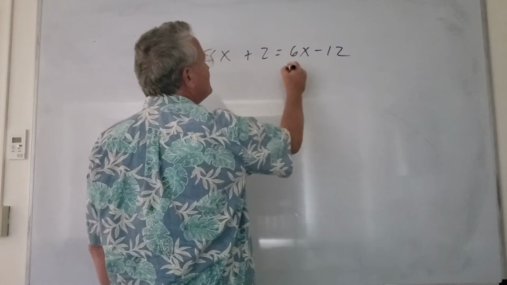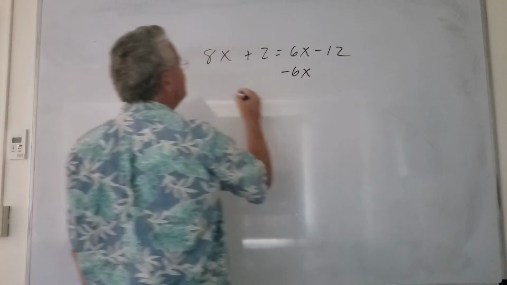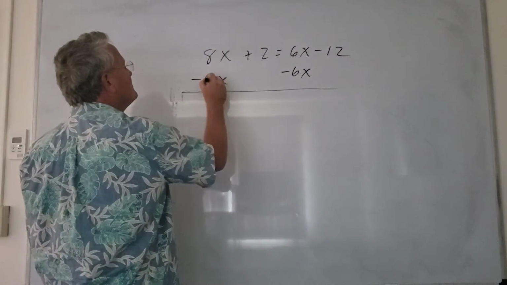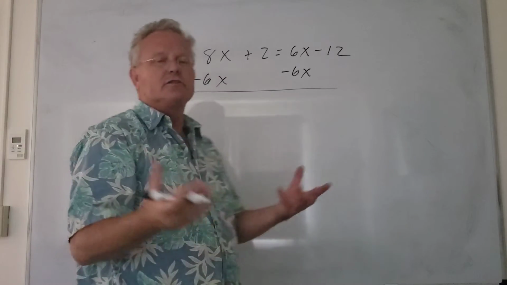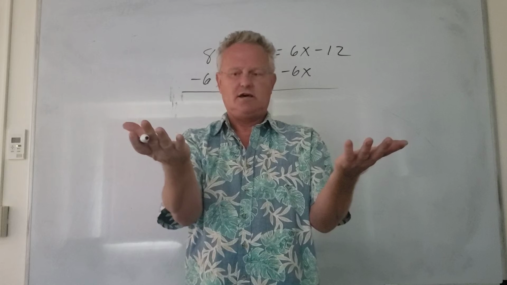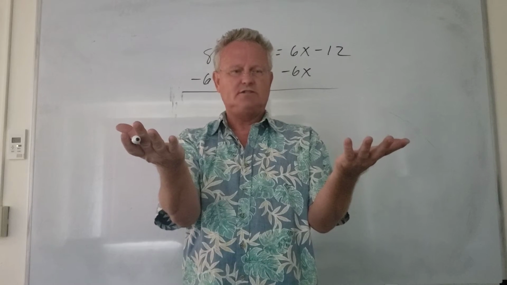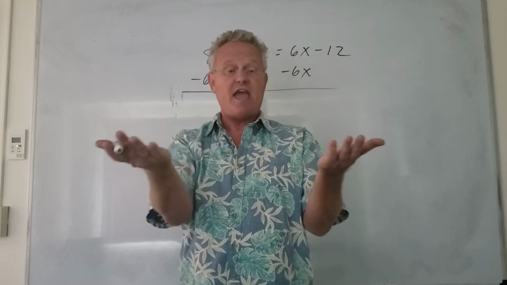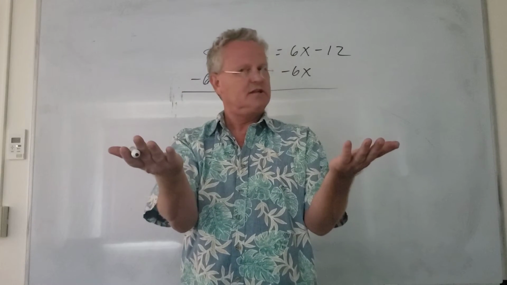The opposite of positive 6x is adding a negative 6x, but you want to add or subtract to both sides, because an equation is like a balance, yeah? So if you add something to one side, only this side, it's not balanced anymore. But if you add the same amount to both sides, it stays balanced.